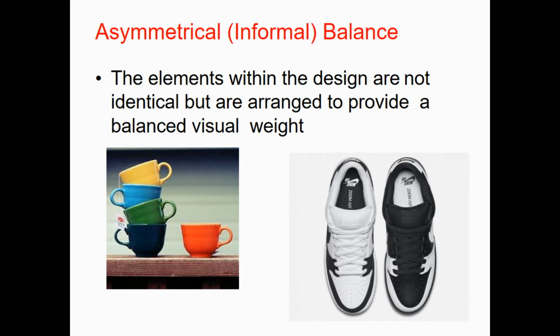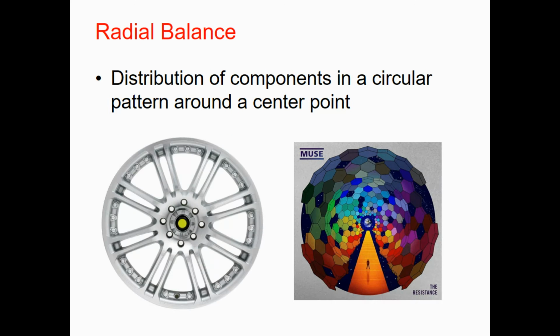This particular picture is a little bit harder for me. The one on the right, where we have the white and the black sneakers, is a little easier for me to understand how that would be considered asymmetrical balance, because they're the same things. And that's true for the cups too. They're the same things, but one in that instance is white and the other is the opposite color of white, which would be black. This is radial balance.